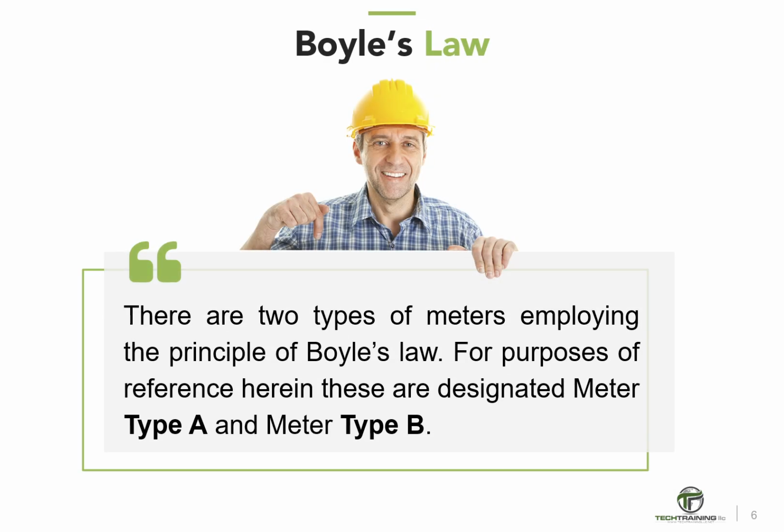There are two types of meters employing the principle of Boyle's law. For purposes of reference herein, these are designated meter type A and meter type B.